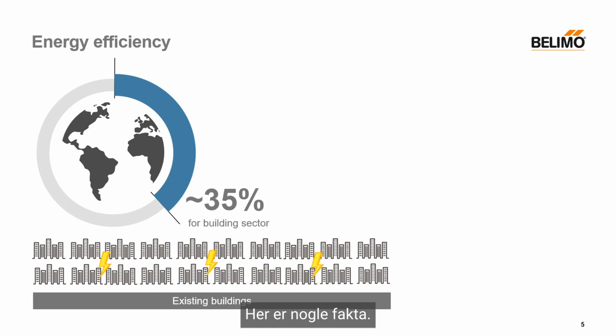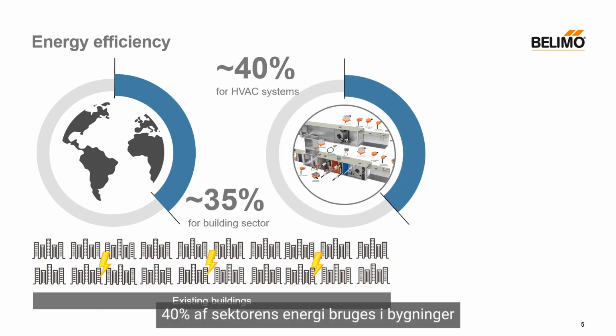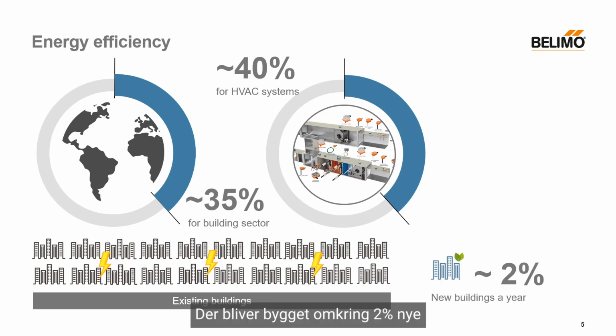Here are some facts. 35% of global energy consumption is attributed to the building sector. 40% of building sector energy is used within buildings for heating, ventilation, and air conditioning plants. You can now imagine the great optimization potential behind this. About 2% of new, energy-efficient buildings are built per year.